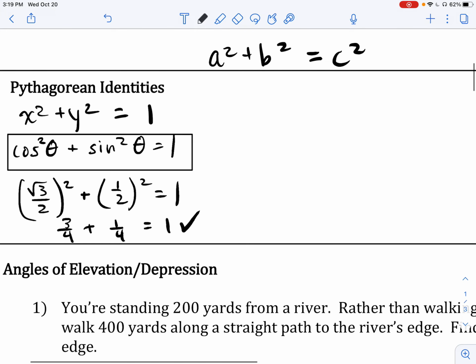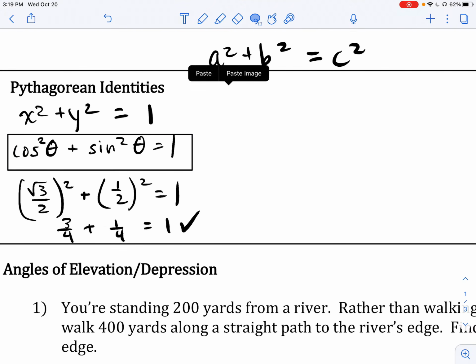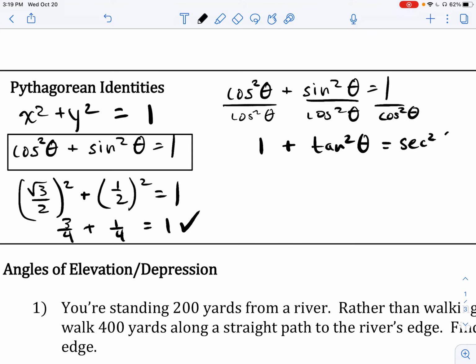And there are a couple of other versions or corollaries of that. If I take the same identity and divide everything by cosine squared theta, notice it's the same identity, but I'm just dividing everything by a term. This gives me 1 plus sine over cosine is tangent, so this is tangent squared theta, and 1 over cosine is secant, so I can write this as secant squared theta. So this is one of the other identities.